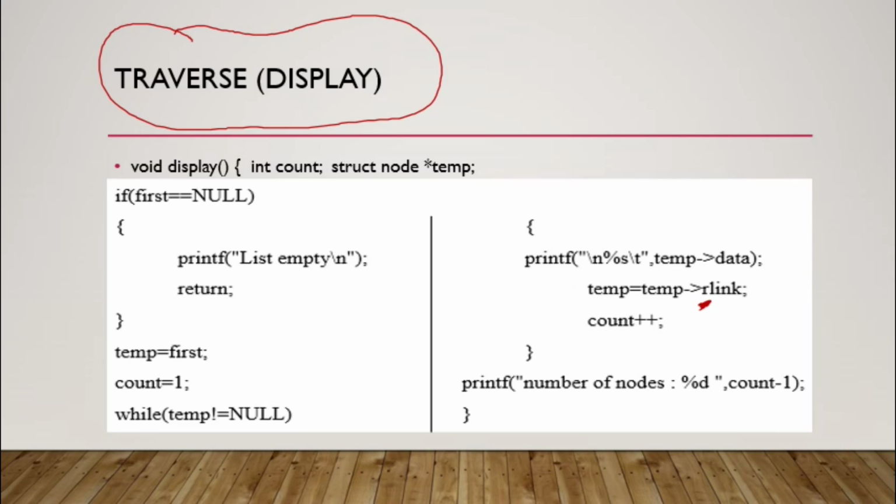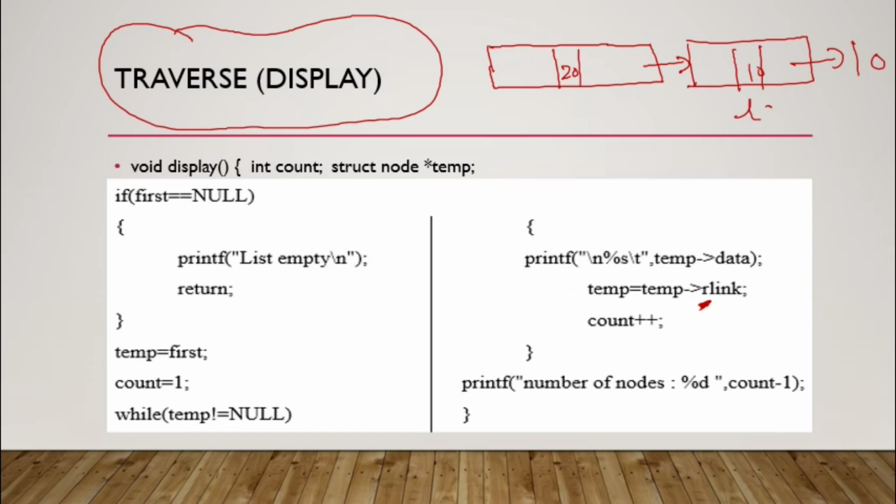You have to go to the right of the R link. Okay, so let us understand this. Let me have two nodes here, 20 and 10, and here we know that this is last and this is first. I know that the left link of first is pointing to null. Okay, now I need to display this.